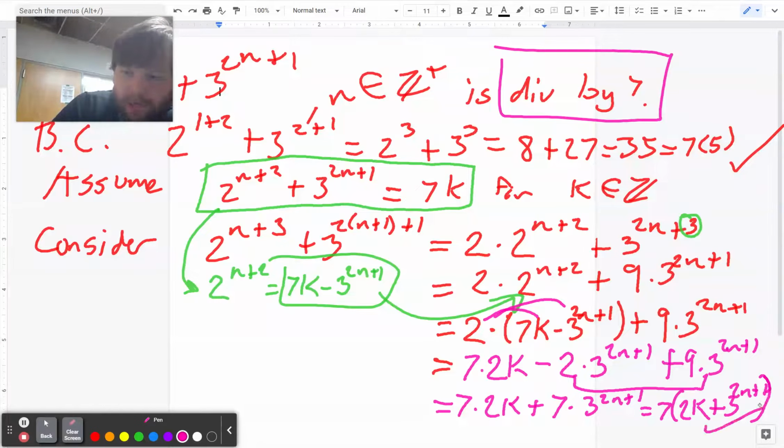And so there we have it, folks. It is divisible by 7. And so by induction, you know that that expression is divisible by 7 for all n. And that's it. So please ask questions or comment if anything was confusing, and I'm happy to help out. There you go.